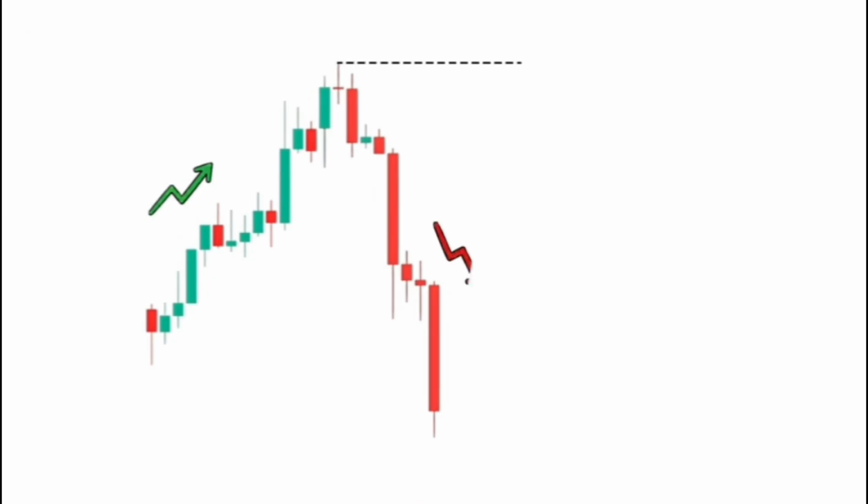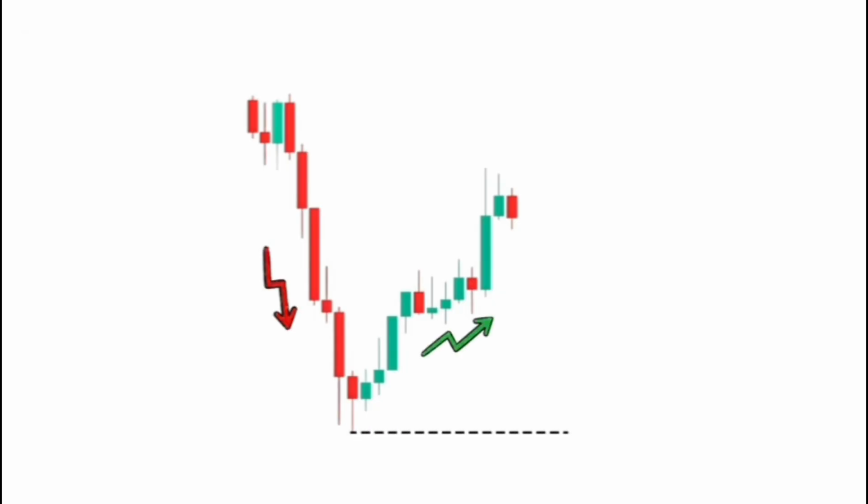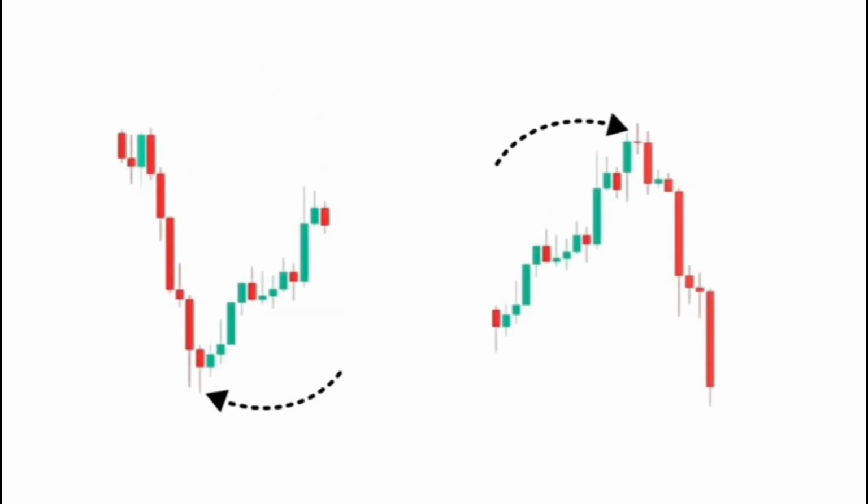Friends, take a close look at this chart. The market had been moving in a strong uptrend, but as soon as it reached a certain level, it suddenly reversed. Now take a look at this second chart. Here the market was in a solid downtrend, but from one specific area, the price changed direction and started moving upward. So, what happened at these levels that caused the market to completely reverse its trend?